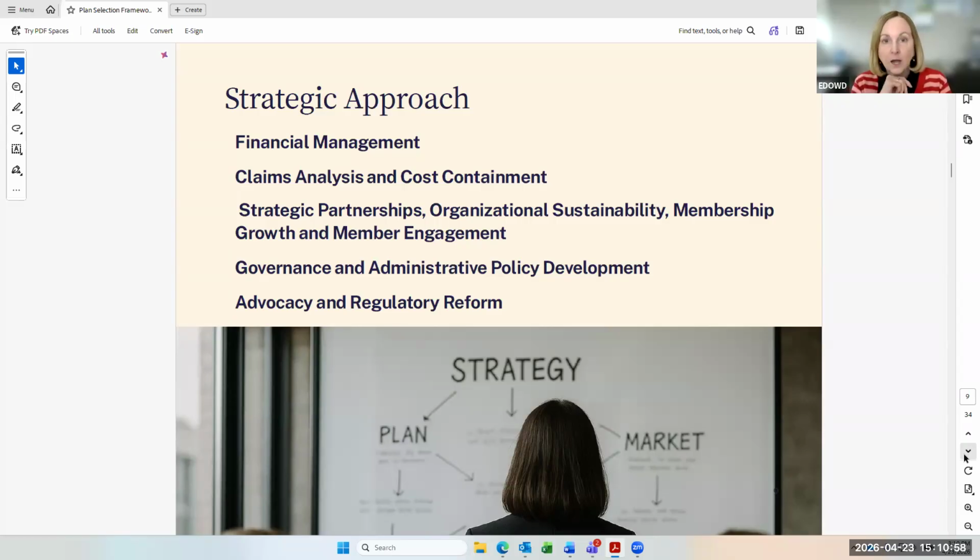We just updated our strategic objectives for a 3-year period. We did that for this year. It was approved at the executive committee level. Here's our 5 objectives. We're looking at financial management, claims analysis and cost containment, strategic partnerships, organizational sustainability, membership growth, membership engagement, governance and administrative policy development, and advocacy and regulatory reform.